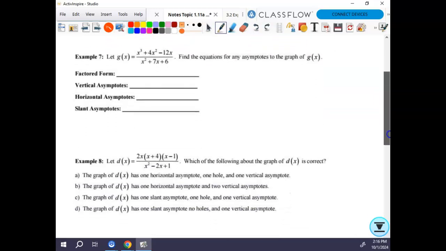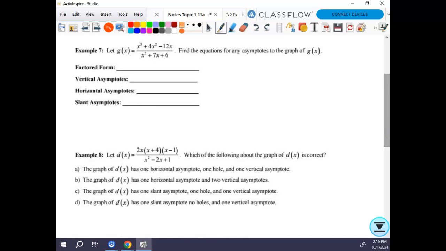All right. So let's look at example 7. It says find the equations for any asymptotes.